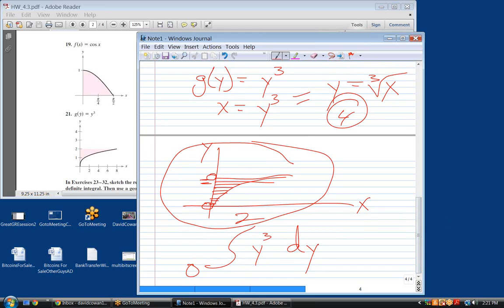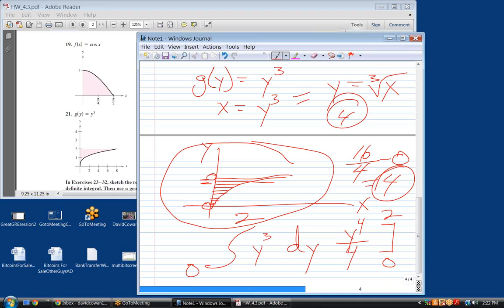So evaluating this gives me y to the 4th over 4, evaluated from 0 to 2. You go from bottom to top when you're integrating along y, just like you go from left to right if you're integrating along x. Well, what is this? This is 2 to the 4th, which is 16, divided by 4 minus 0. That's also equal to 4. But it's more direct, and it's much easier. So that's usually the reason we integrate along the y-axis, is because it's easier.